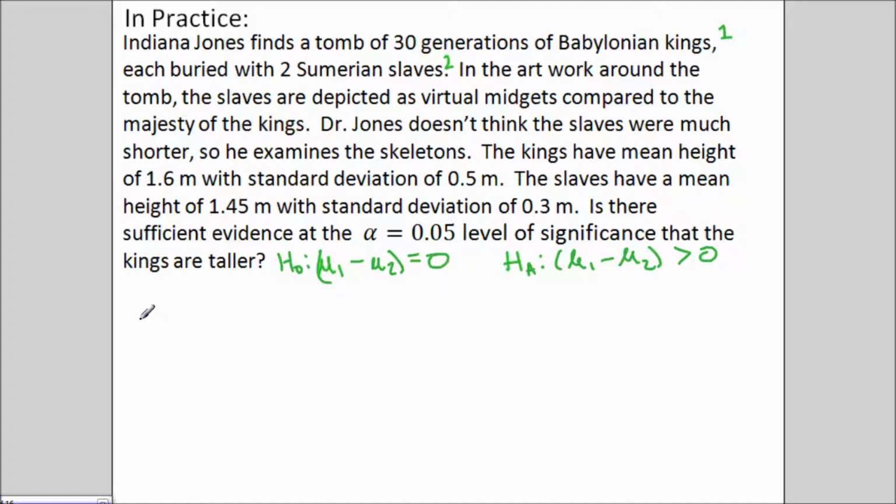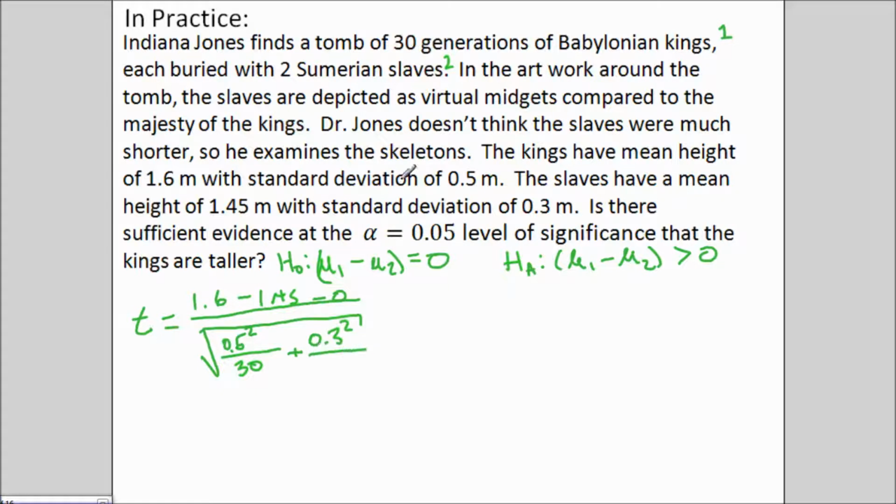So we have our test statistic T is equal to 1.6, the mean height of the kings, minus 1.45 minus 0, divided by the square root of the sample variance. We only have the standard deviation, so we simply square the sample standard deviation, divided by 30. We have 30 kings. And we add the sample variance, which is the standard deviation squared of the slaves. Now, there were 30 generations of kings, each with 2 Sumerian slaves. So 2 times 30, if each of them had 2, there'd be 60 Sumerian slaves.